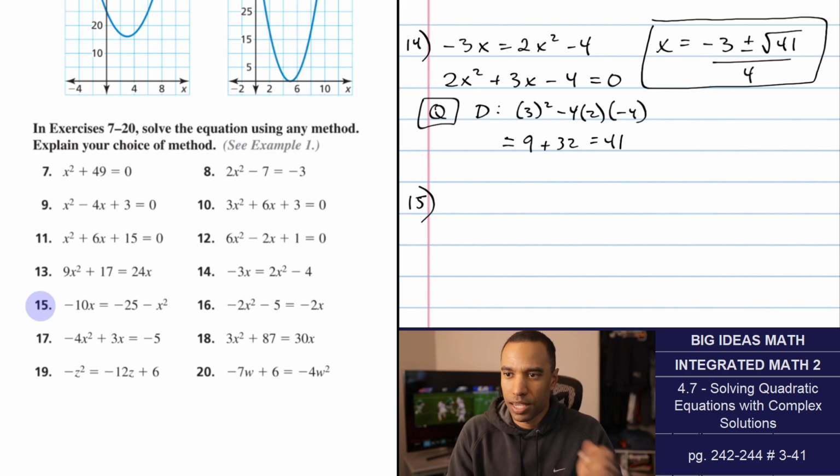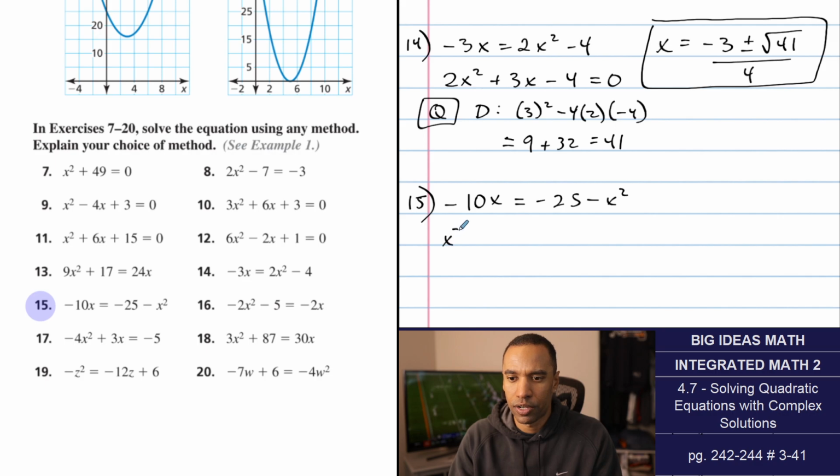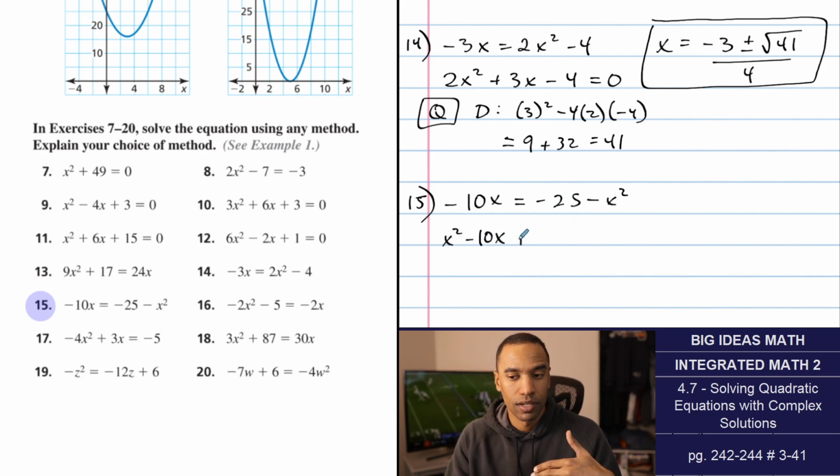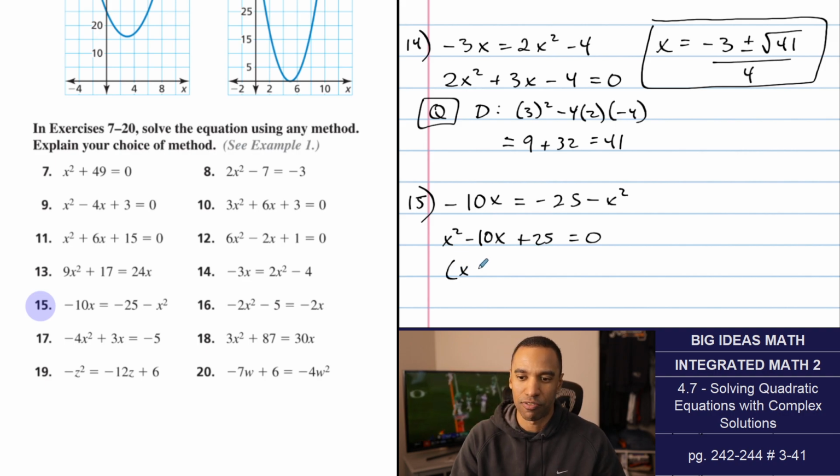I have what looks like it'll be a perfect square trinomial. I just got to move some things over the right way. Negative 10x equals negative 25 minus x squared. I'm going to add x squared over and then add that 25 over. Now you could leave the 25 on that side and use completing the square stuff, but this is already a perfect square trinomial. This is x minus 5 quantity squared.